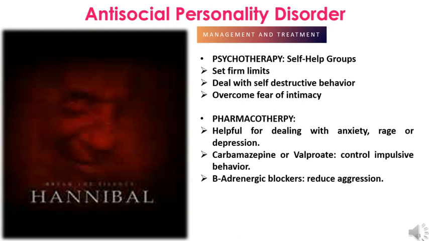Pharmacotherapy is used to deal with incapacitating symptoms such as anxiety, rage, and depression, but because patients are often substance abusers, drugs must be used judiciously. Attempts have been made to alter catecholamine metabolism with drugs and to control impulsive behavior with anti-epileptic drugs, for example, carbamazepine or valproate, especially if abnormal waveforms are noted on an EEG. Beta-adrenergic receptor antagonists have been used to reduce aggression.